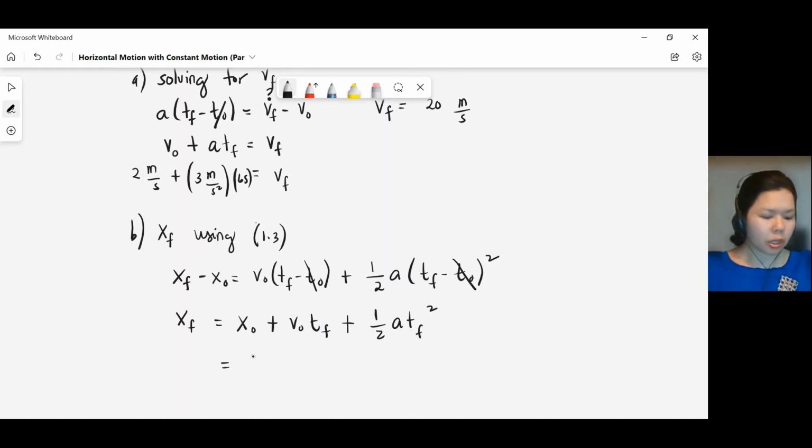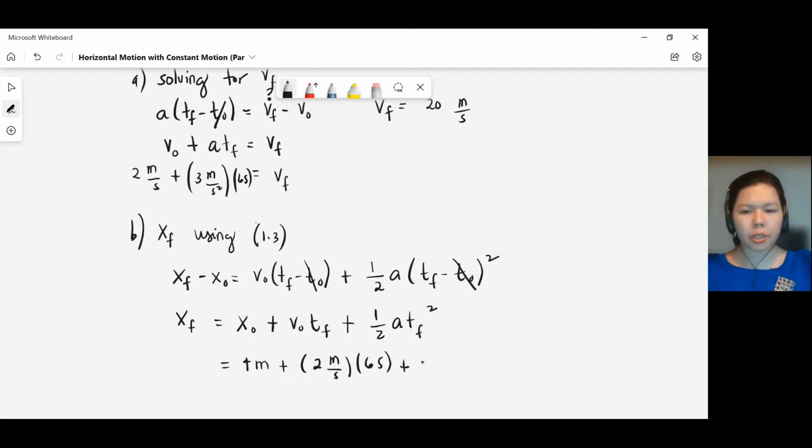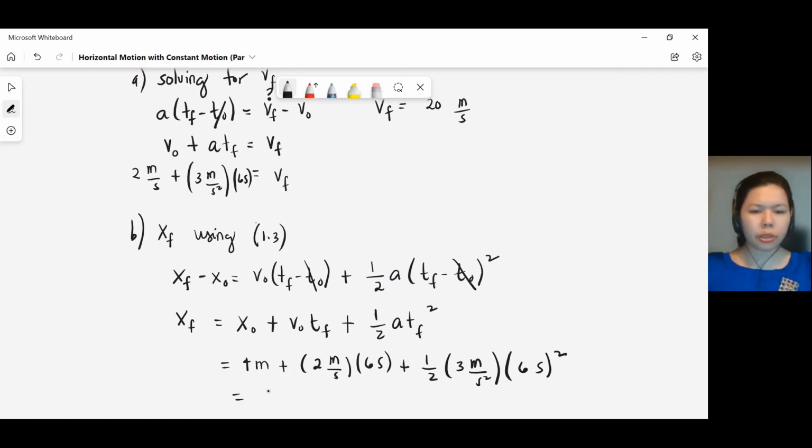We have x naught is 4 meters plus V naught is 2 meters per second times T final, 6 seconds, plus 1/2 A, 3 meters per second squared, and T final is 6 seconds, and square that. Executing this using our calculator, you should get 70 meters. Or here we can say that the tennis ball is 70 meters to the right of the post.